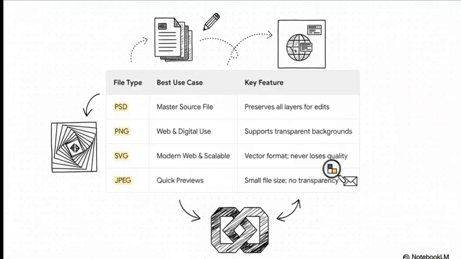Okay, you might want to screenshot this one. This is your export cheat sheet. The main thing to get is that different uses need different files. Your PSD is your master file. Never, ever flatten it. A PNG is perfect for the web because it can have a transparent background. And an SVG is the modern, scalable vector format for websites. Know your formats and you'll always have the right file for the job.